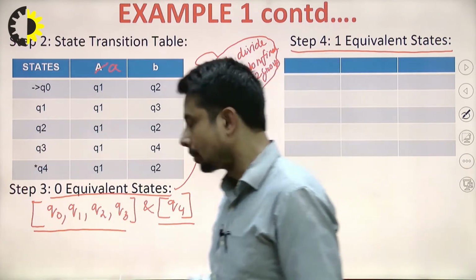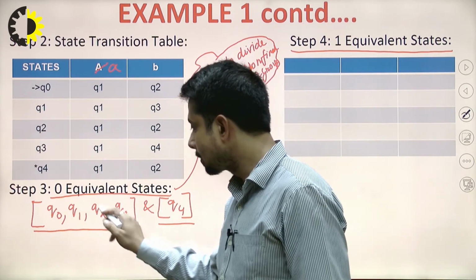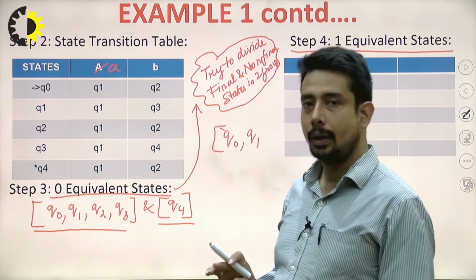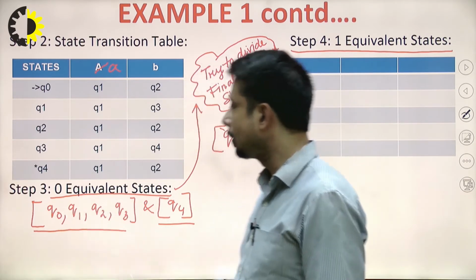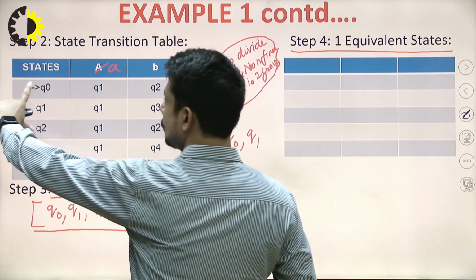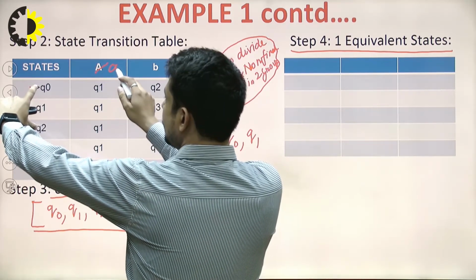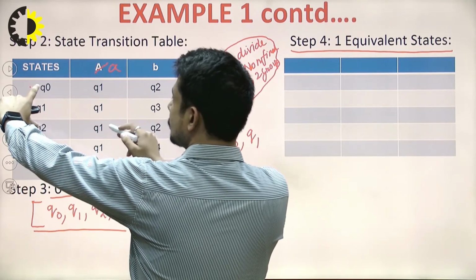Okay. Next comes Q2. Now Q2 will first check with Q0 and then it will check with Q1. I will let you know. First it will check with Q2 and Q0. So Q0 and Q2 together, what happened? On input A, it is going to the same state, so accepted.